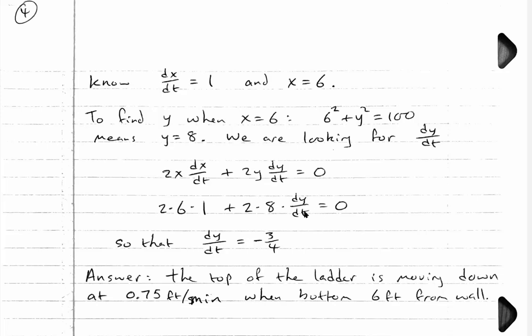All right, so now a nice linear equation to solve for dy/dt. You can divide through by 4. So 3 plus 4 dy/dt equals 0. Subtract 3, divide by 4.